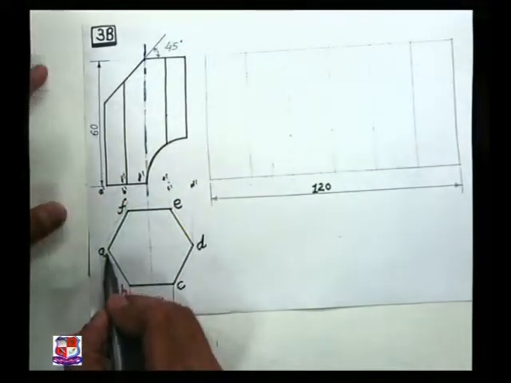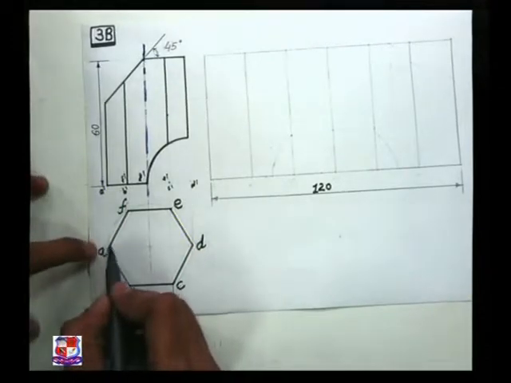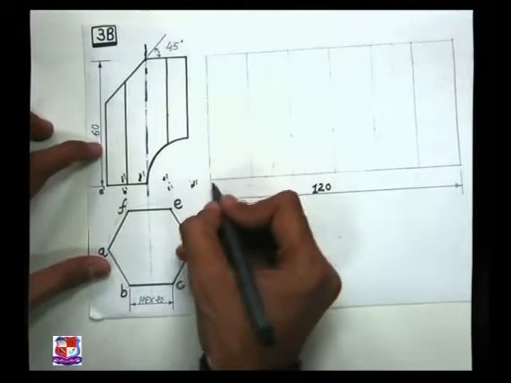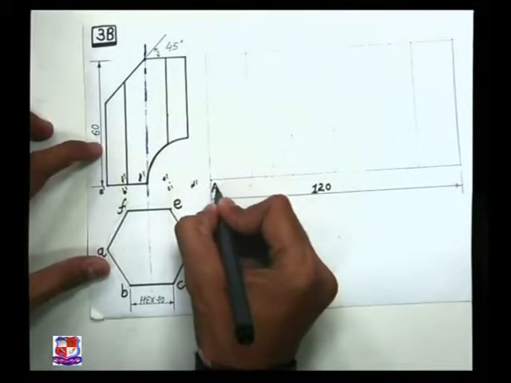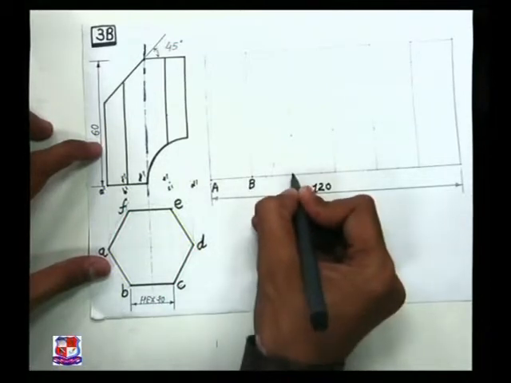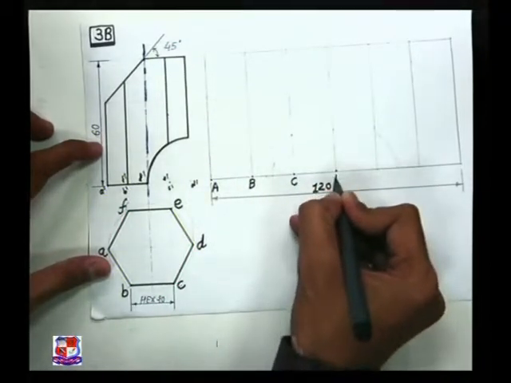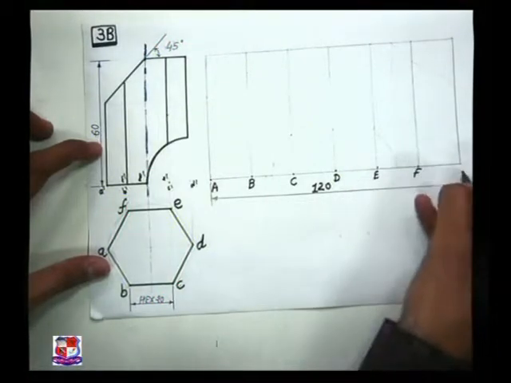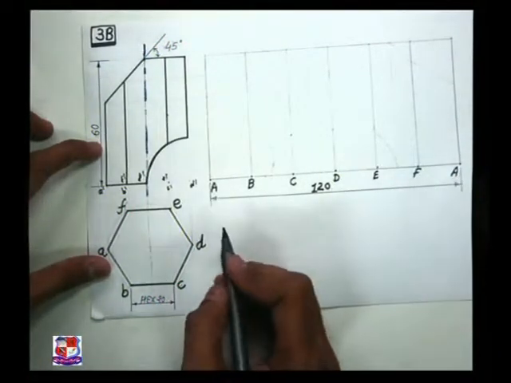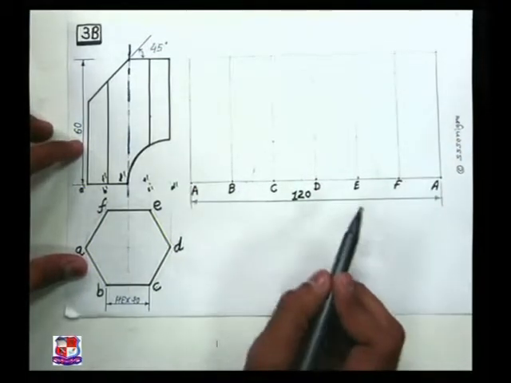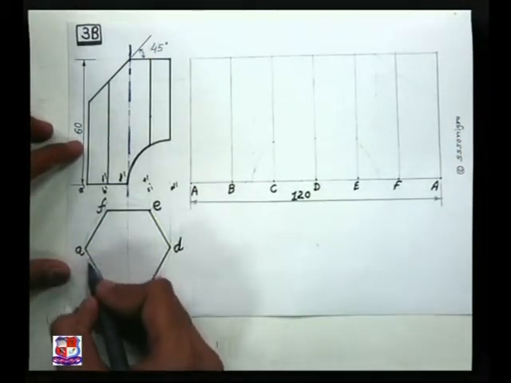Now here, suppose we assume that we have cut this solid from point A. So this is the first edge, and here is point A. Then here is B, here is C, D, E, F, and back to A. So this portion A, B, C, D, E, F, and back to A represents these faces.